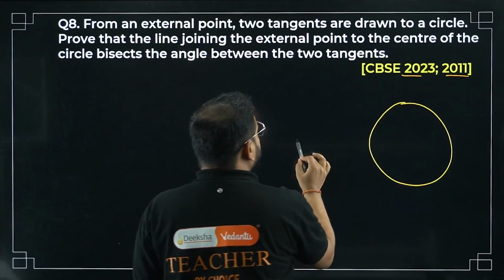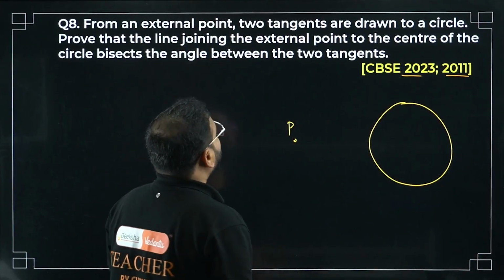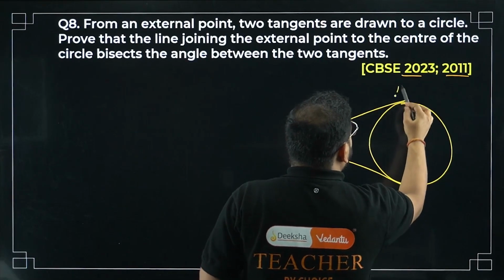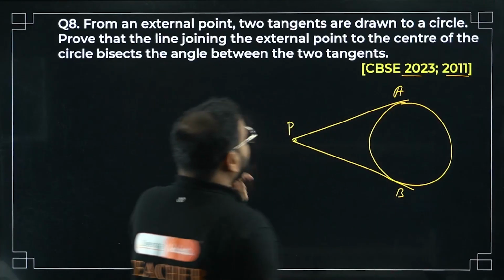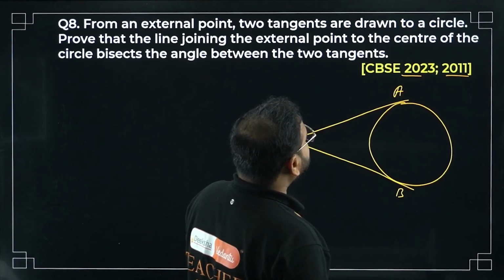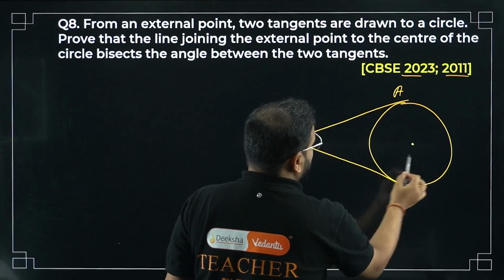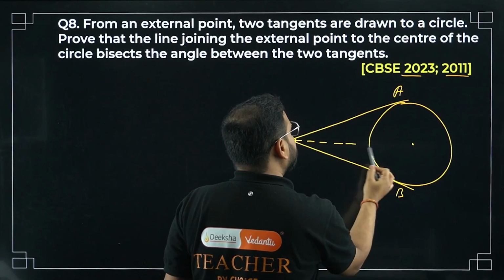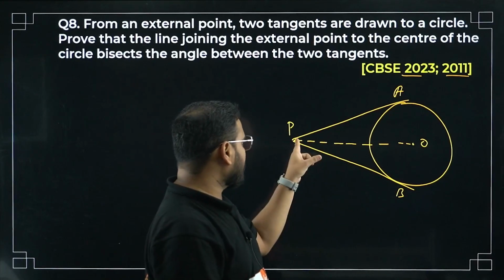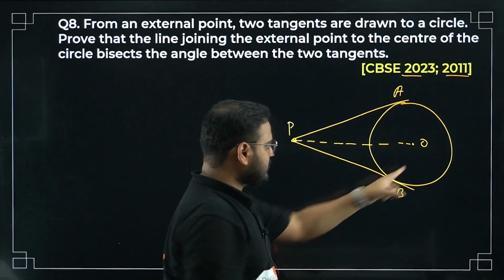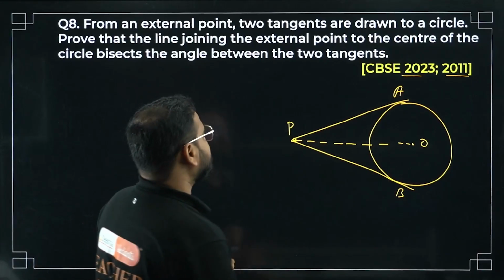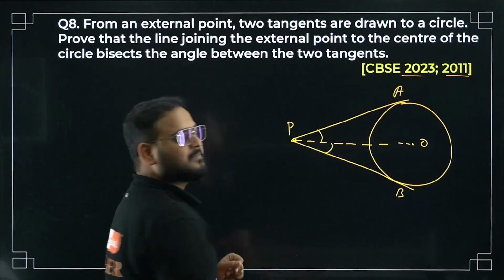From external point P, 2 tangents are drawn. So draw the tangents, PA, PB, to a circle. Prove that the line joining the external point to the center of the circle, that's the line joining, won't you agree? The line joining the external point to the center of the circle is this line only. It bisects the angle between the tangents. Means they are saying this angle equals this angle.